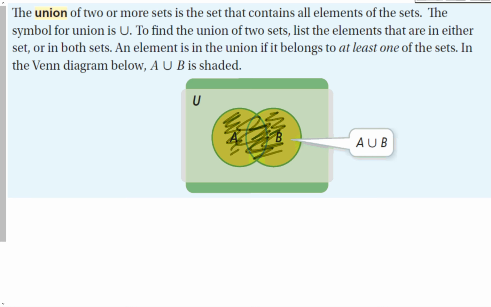So if we have a number, a thing, anything, any element at all that is in any of this region right here, in part A or part B, then it is going to be inside the union of these two sets. If it's out here in the rest of the universe, okay, then it's not inside the union.